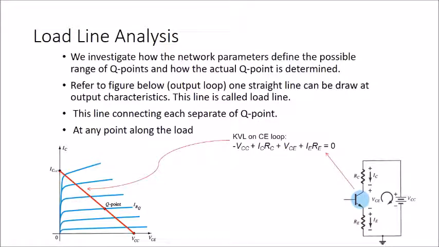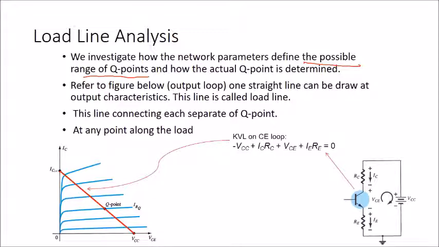Why we need to know about the load line analysis? This is because we need to know the possible range of the Q point, which represents the operating point. If you can see from this graph, the blue line is your output characteristics. From the output characteristics, I can say it is the transistor characteristics.